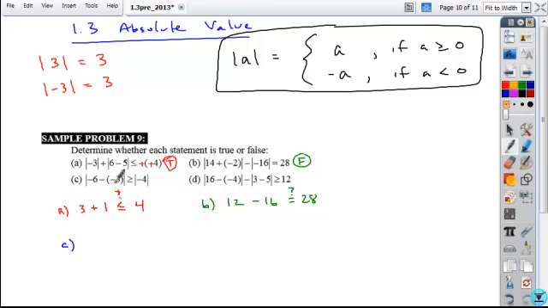For C here, we subtract a negative, which is equivalent to adding the opposite. So we get -6 plus 3, which is -3. Absolute value of -3 is a positive 3. And we want to check and see, is that greater than or equal to absolute value of -4, which is a 4? And the answer is no. So that's false.